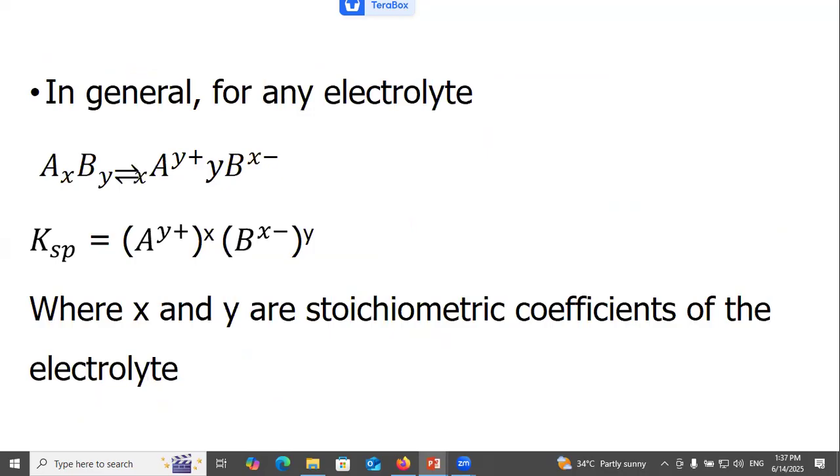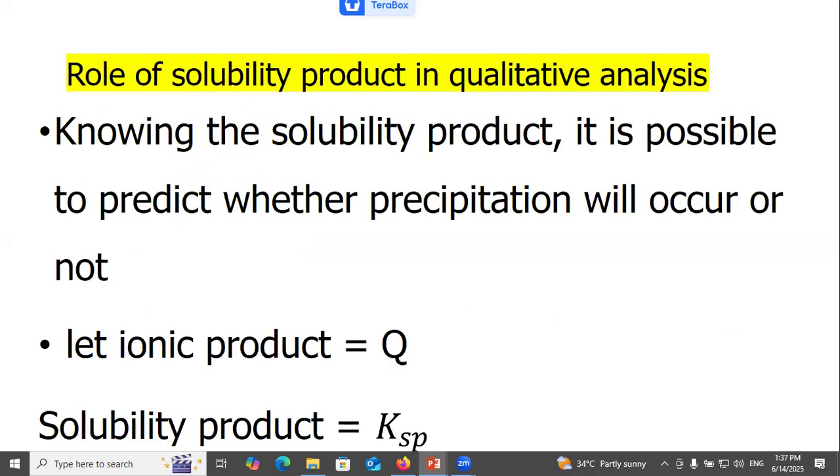In general, for any electrolyte AxBy, Ksp equals [A^y+]^x [B^x-]^y, where x and y are the stoichiometric coefficients of the electrolyte.